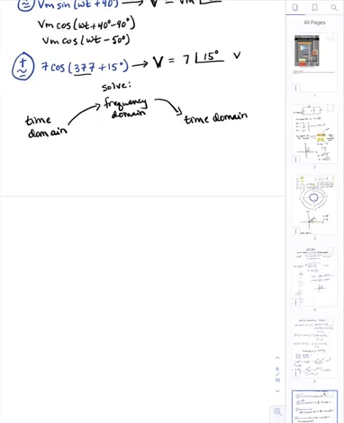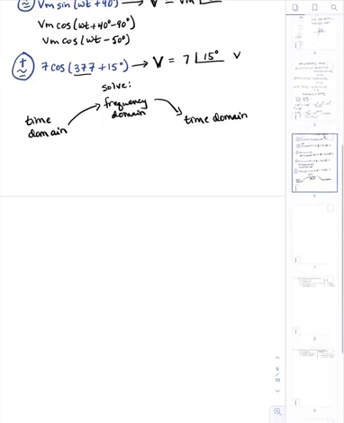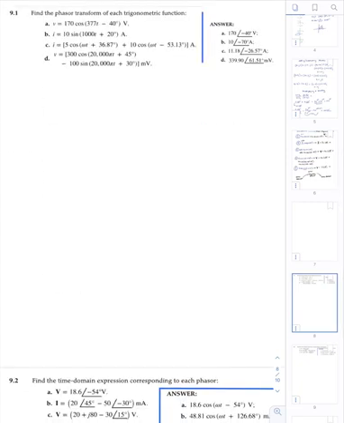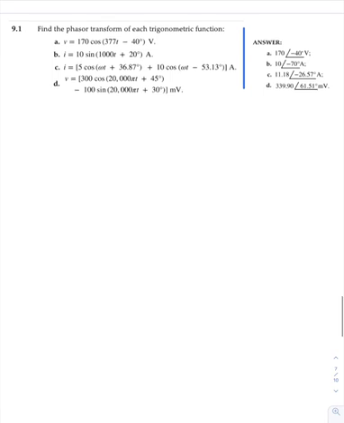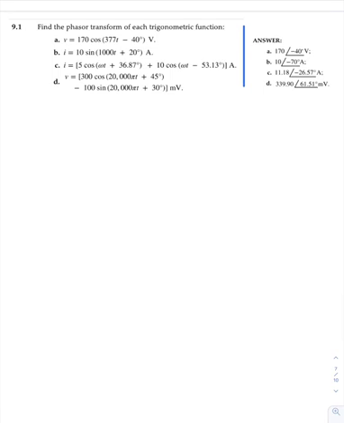What happened to my example problems here? All right, let's take a look at this one. Find the phasor transform of each trig function. All right, first one. A. Voltage is equal to 170 cosine 377t minus 40 degrees volts. All right, so the phasor form of this is 170 angle minus 40.